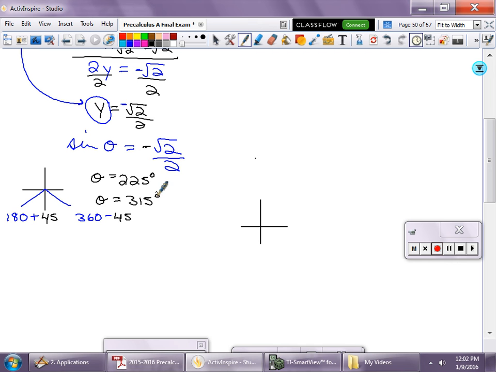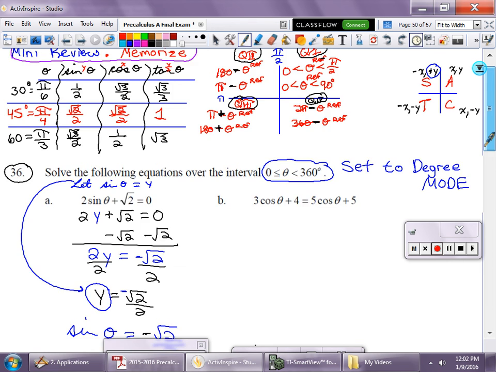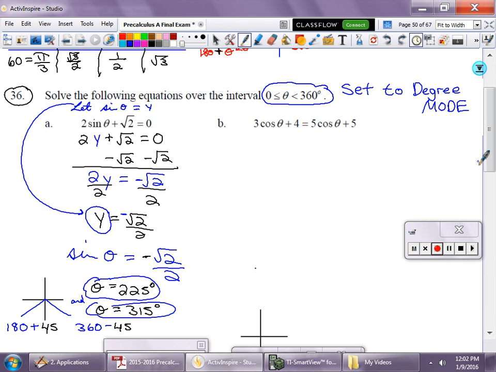360 minus. Okay, so I'm going to just box them in, right, and that closes that problem, which I think is 36A. 36B, because cosine relates to x, we're going to get that friendly let statement, let x equal cosine of theta.